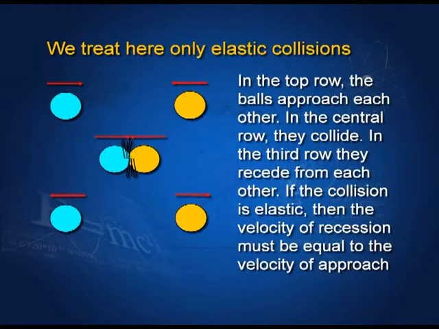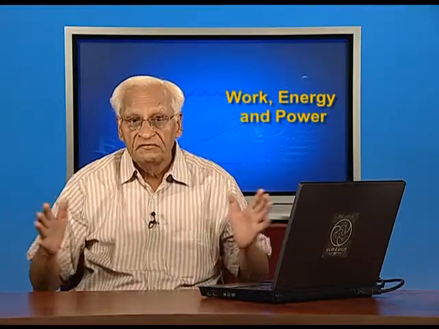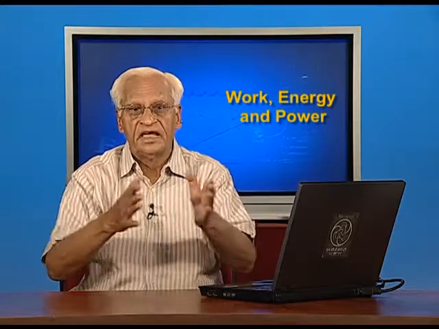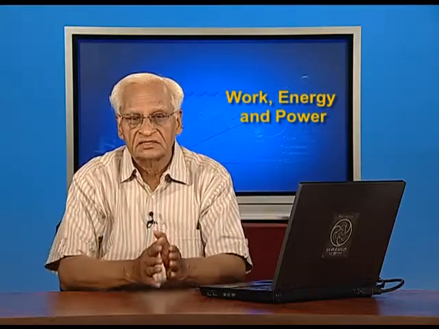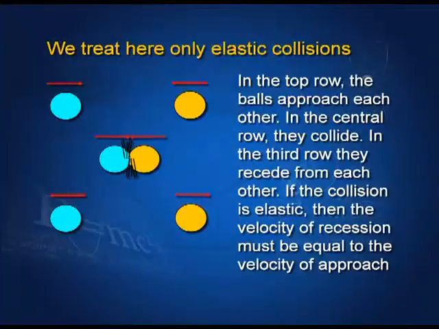So, in the top row we have two particles which are coming together. They collide as shown here, and then they move back and move away from each other with the velocities with which they came. If the collision is elastic, then they would move back with the velocities with which they approached each other.